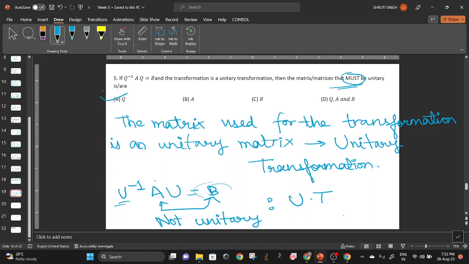You got my point? Yes, ma'am. So it does not put any constraint that A is unitary or orthogonal or not. A can be anything. B can be anything. B will be the result of this transformation. The special case comes when U is unitary and A is unitary, then B has to be unitary. B has no other option. So the answer is A here only. The answer is correct.